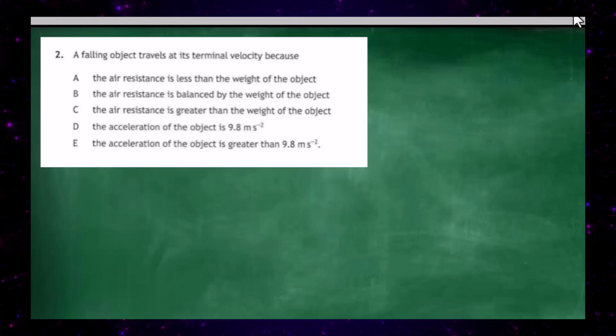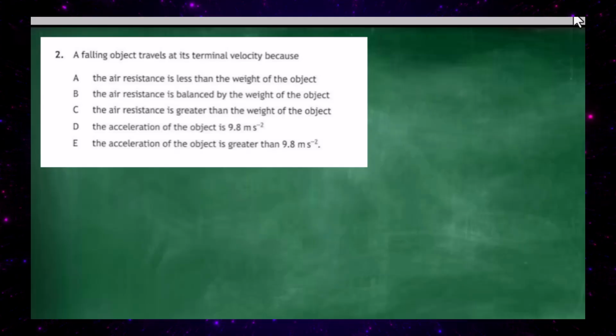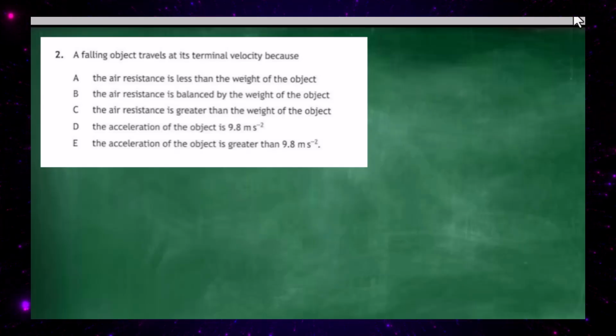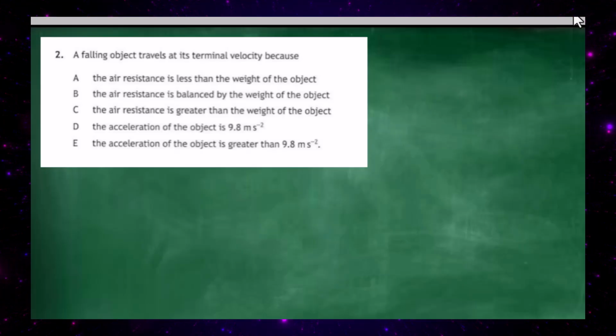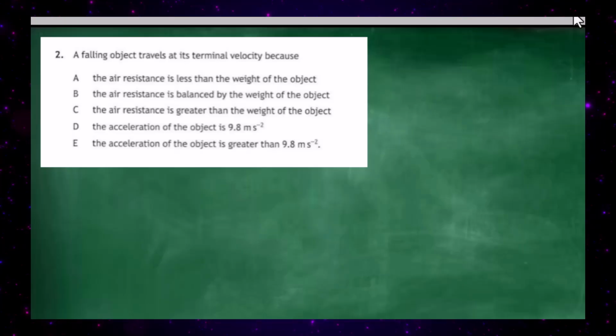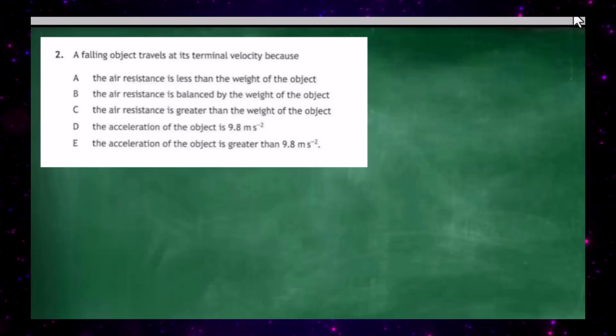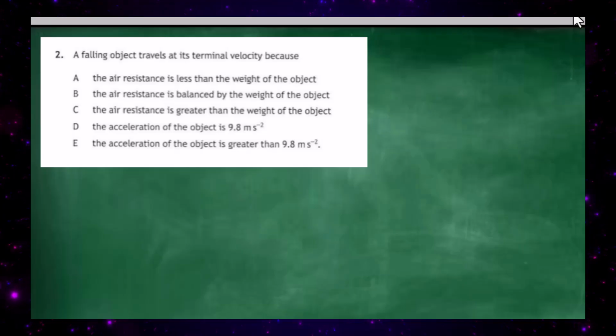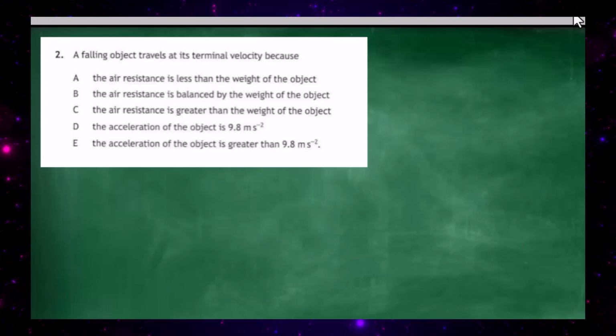Question 2. A falling object travels at its terminal velocity because, and you're given the responses. Well, first of all, what is terminal velocity? Terminal velocity is the state of an object that's falling when it's not going to accelerate anymore. It stays at that particular velocity. So we're looking for a diagram which is going to have the weight and the resistance force completely balanced.